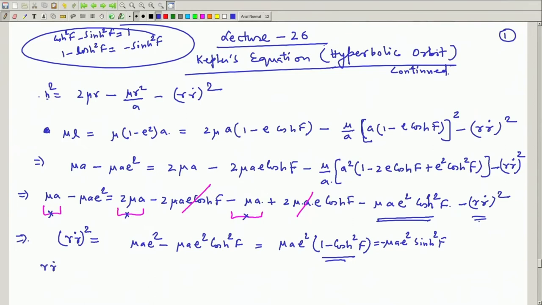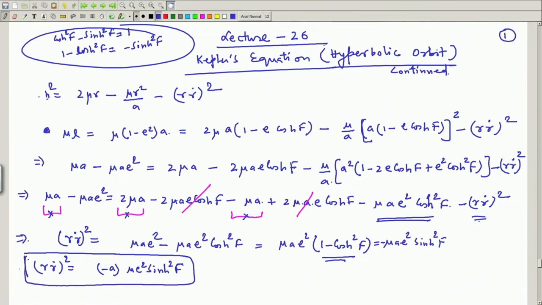Okay, now look on to both these sides. This is minus a, we will write it separately, mu e square sin hyperbolic square f. Okay, thereafter it is straightforward to work out this problem. Now, we need to insert here the value for the r and r dot, and the problem will get solved out. So, we will have to move to the next page.